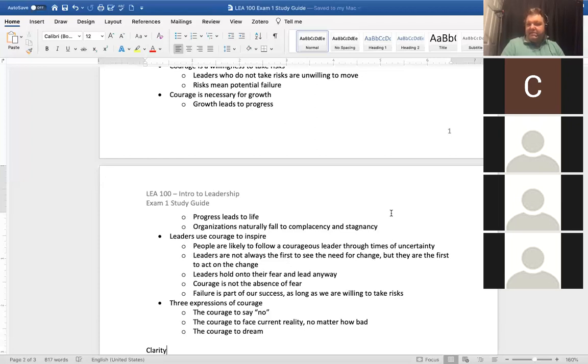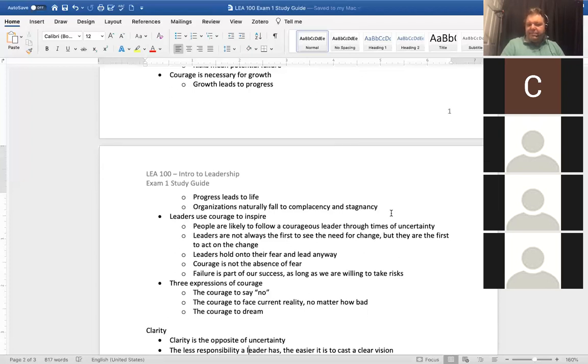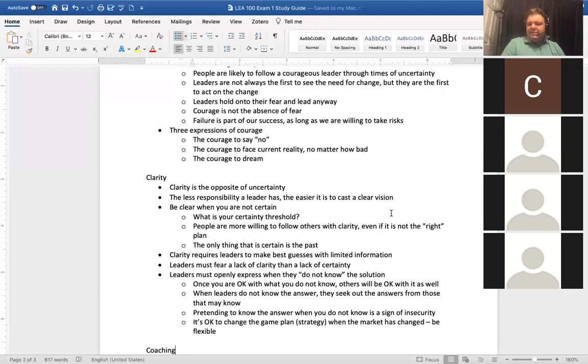What is that this? Right? And then work backwards on how you get to that point. So that's the courage to dream. Third was clarity. It's the opposite of uncertainty.